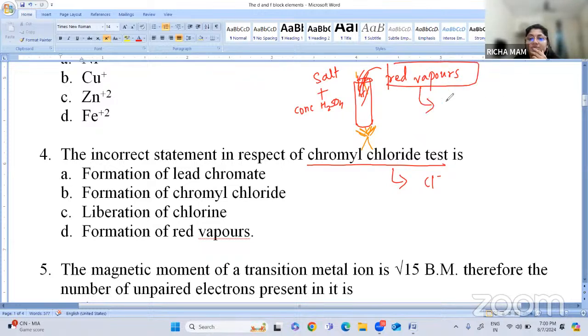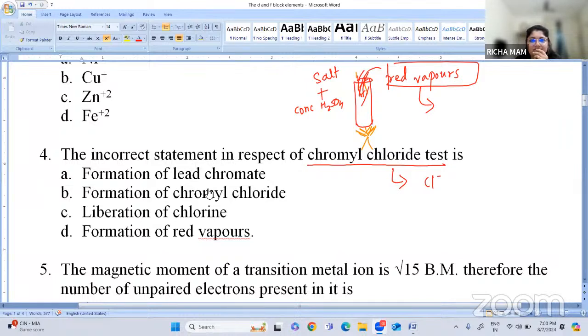Yes, orange red vapors are evolved, ma'am. While doing the experiment, we got that orange. Yes, it is orange red. So you can see the vapors, and you get a very irritating smell, right?